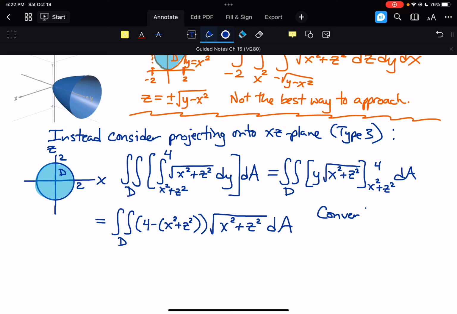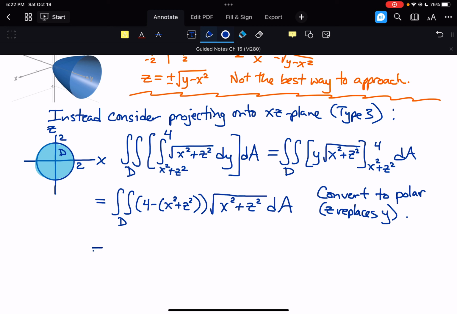So convert to polar, and z replaces y because we are in, again, the xz plane instead of the yz plane. So instead of having x squared plus y squared equal r squared, x squared plus z squared is r squared. And then square root of r squared, r dr d theta, with r going from 0 to 2, theta going 0 to 2 pi.